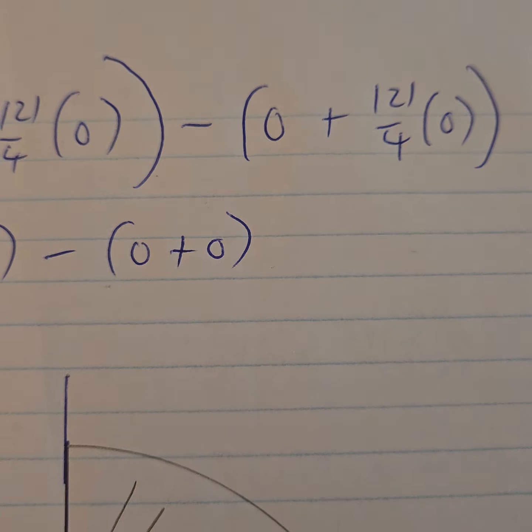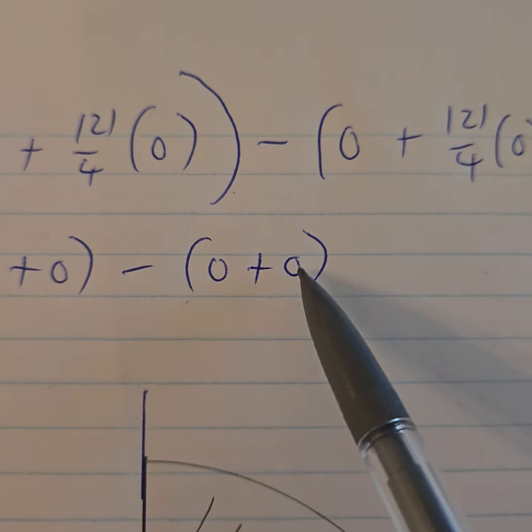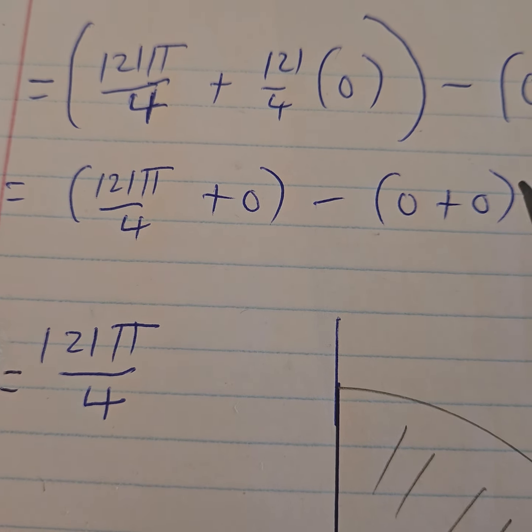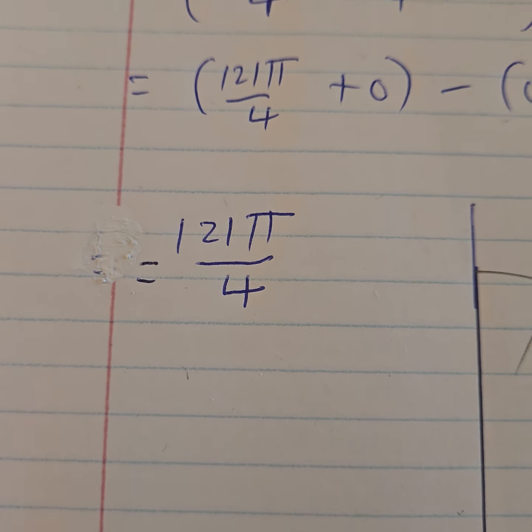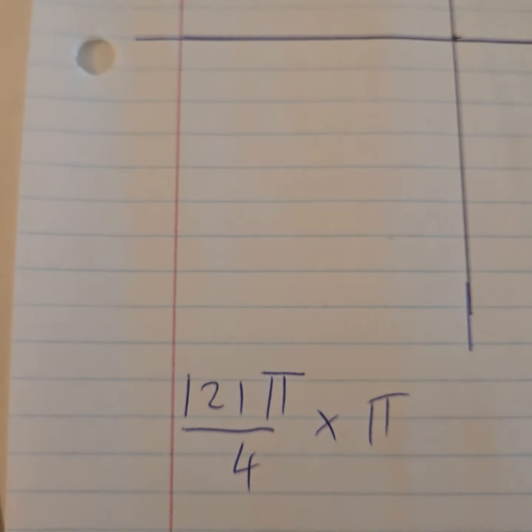And 0 plus 0, that's another tricky one. I happen to believe it's 0 plus 0, which is 0. It cancels out. This 0, this 0, this 0 all cancel out. We're left with 121 pi over 4. That's the area of that quarter.